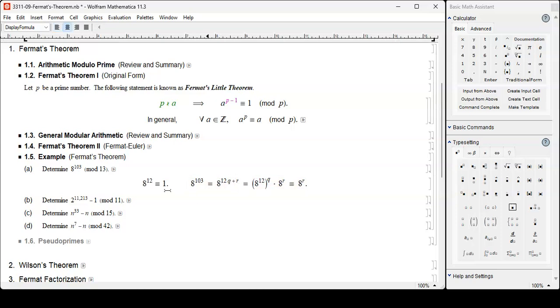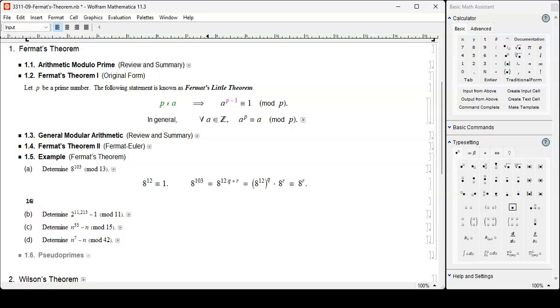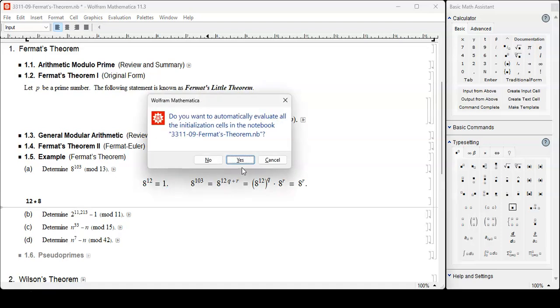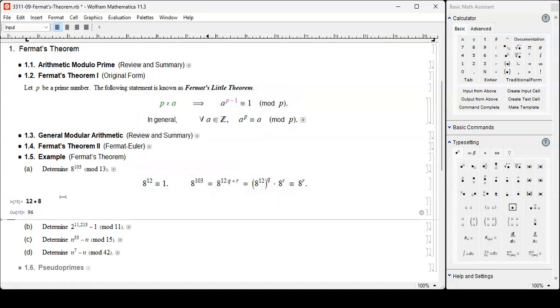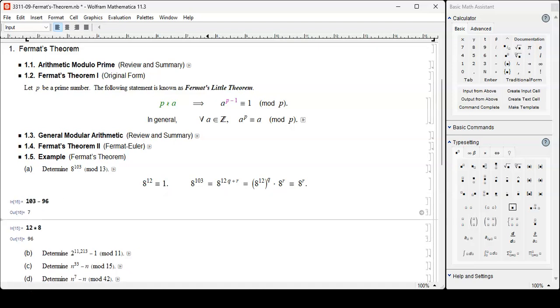So what is this quotient and what is this remainder? Well, let's see. 12 times 8 is 96. Yeah, 96 is probably the closest. Okay, all right. So 103 is 8 times 12 plus 7 if you use the division algorithm.